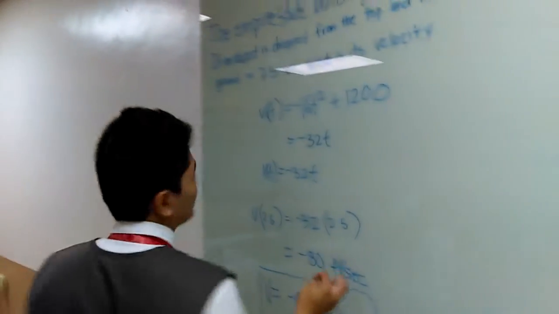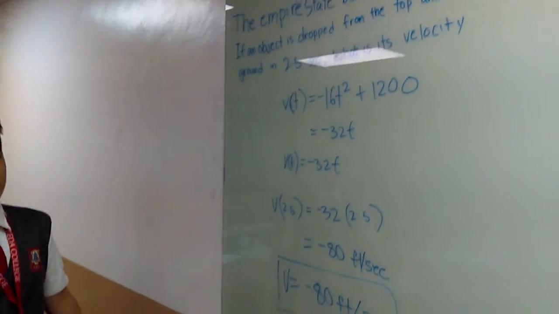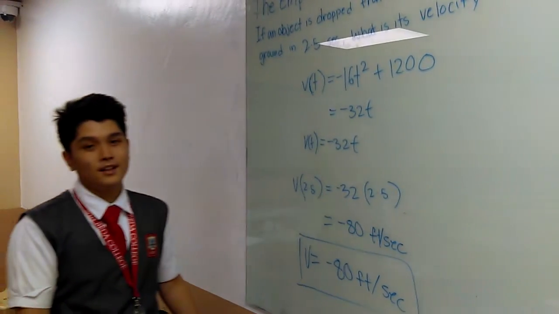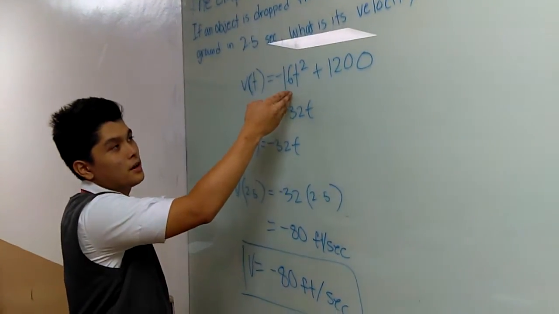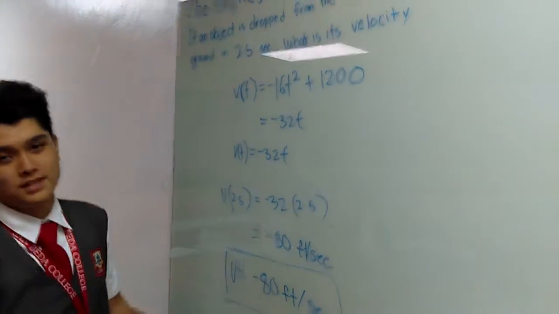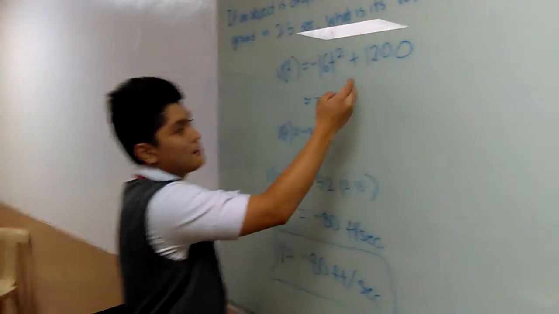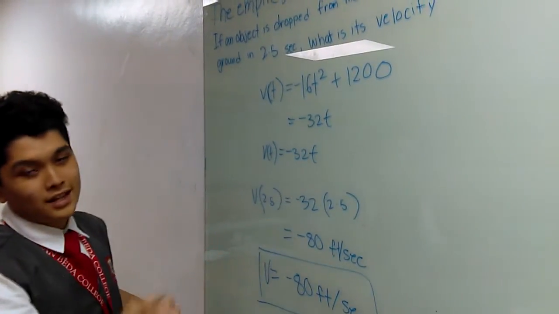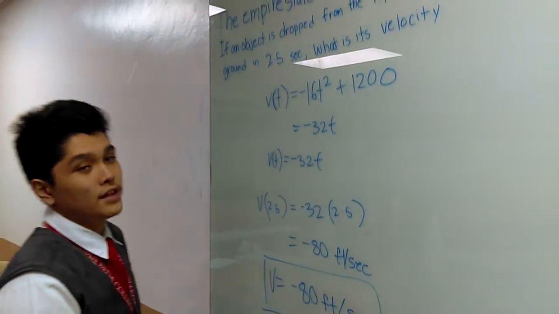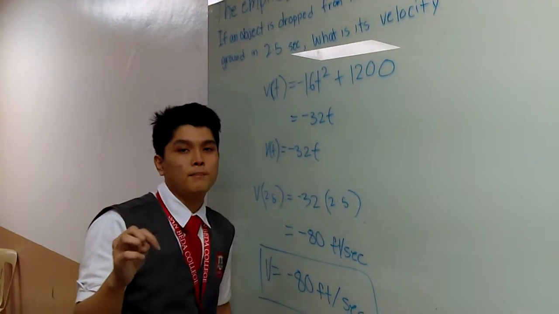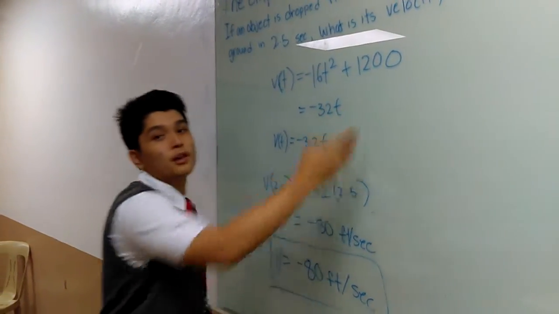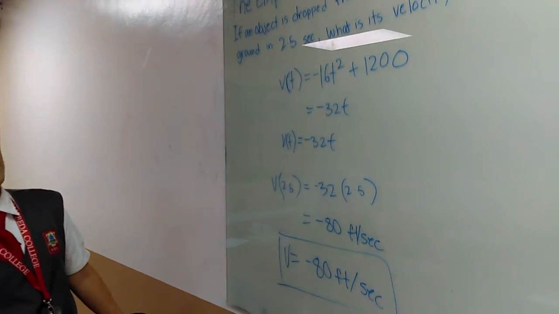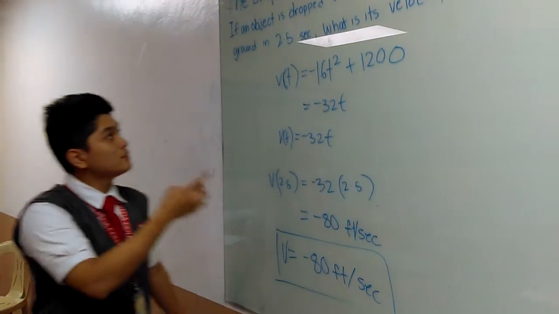Now, if we go back to our question and use the formula that we have arrived at, negative 16t squared plus the initial velocity, which would be 0, again, plus the initial position. And the initial position from the top of the Empire State Building is 1,200, which will give us this formula.